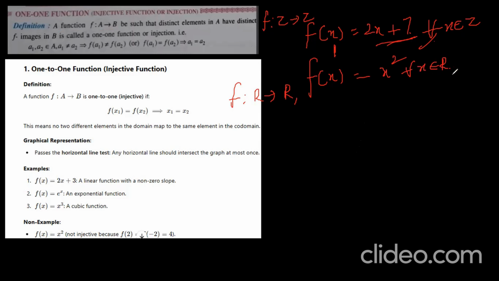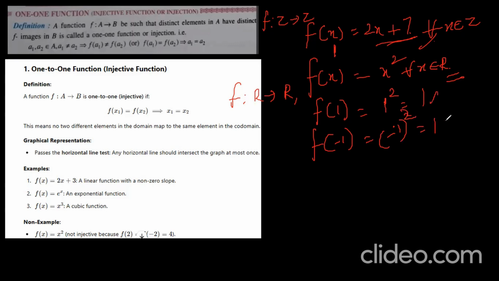Say it is not one to one. What is the reason? If I take f of 1, it is equal to 1 square, which is 1, and f of minus 1, this is also minus 1 whole square, which is equal to 1. So it is showing that for 1 and minus 1, it has only 1 as the image.